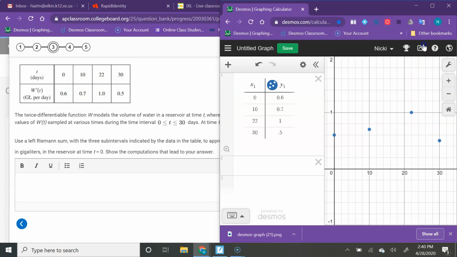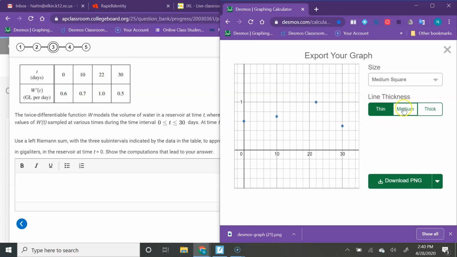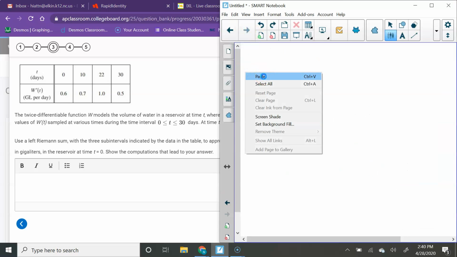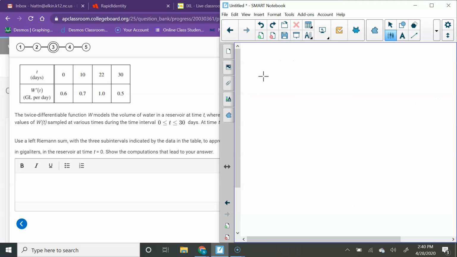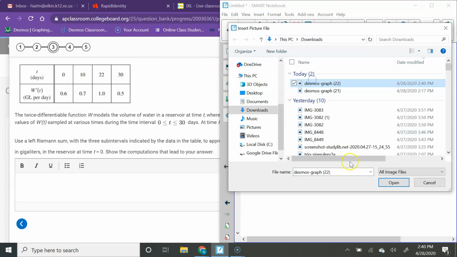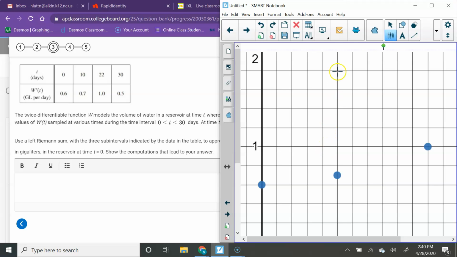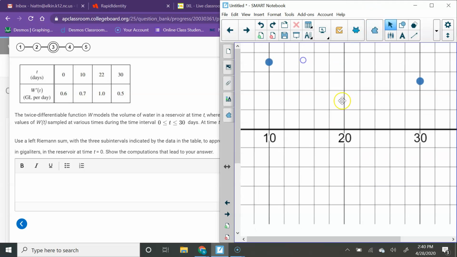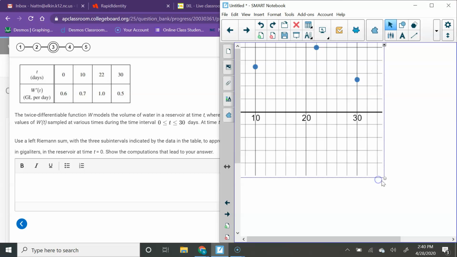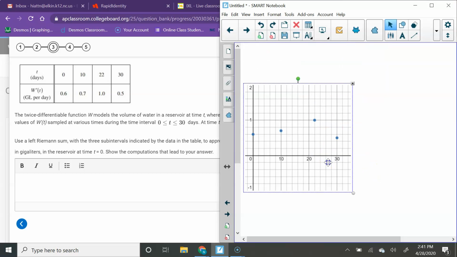Okay, let me take this picture of this graph and go over here. We'll add it. Right. Oh, that's not what I want. I need to insert picture. Alright, and let's shrink that down a little.